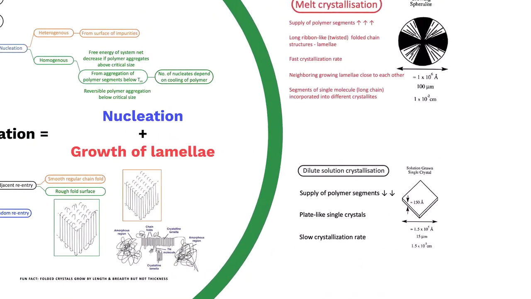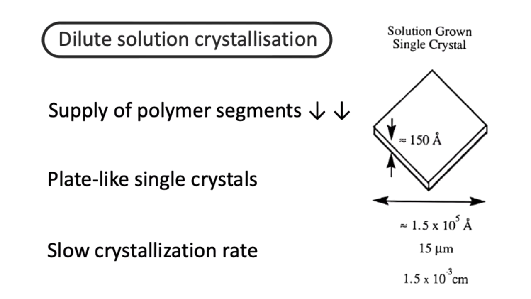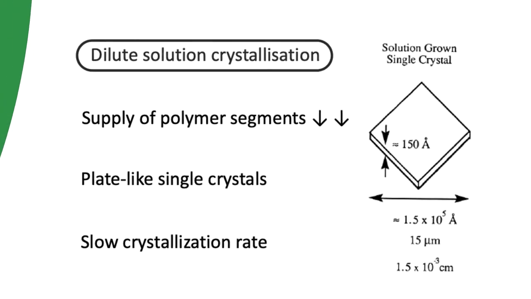Another way to make crystals is dilute solution crystallization. Now, in this process, you usually have a dilute monomeric or polymeric solution, and then crystals start to grow. Therefore, the polymer segments are significantly lower. As a result, you form plate-like single crystals at very slow rates. The size of these single crystals can be about 15 microns in size and about 150 angstroms thickness.